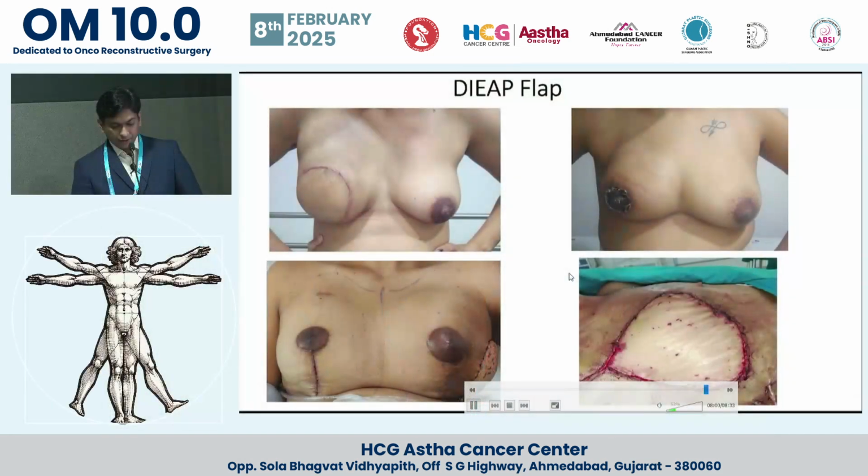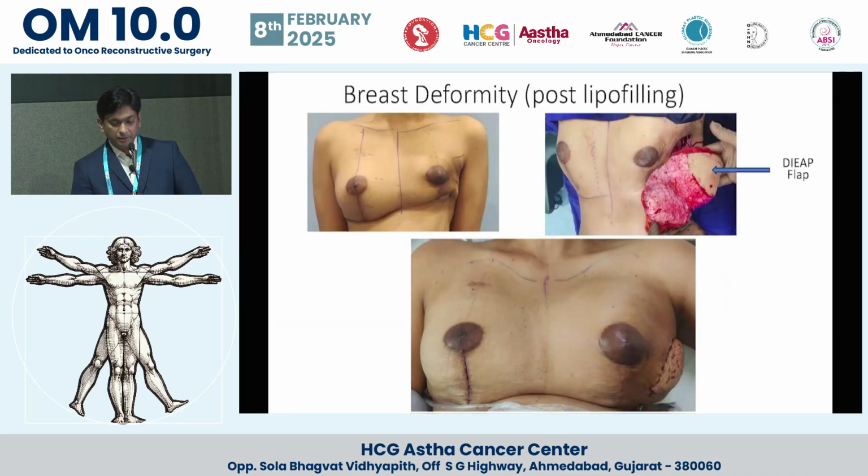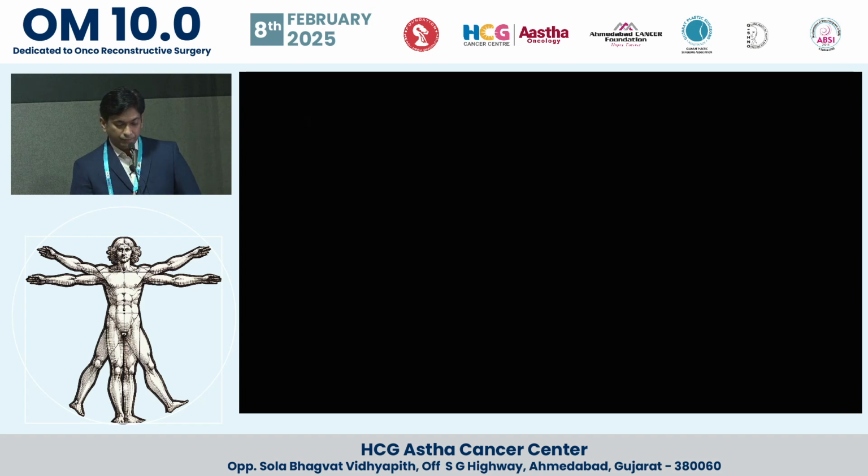So these are some of the results. It can be used for post-mastectomy defects. Nipple graft can be used with deepithelization. There are certain losses which can happen, acute and complete flap loss and partial flap loss, which need to be corrected. Breast deformity can also be corrected with DIEP flaps as a delayed reconstruction.